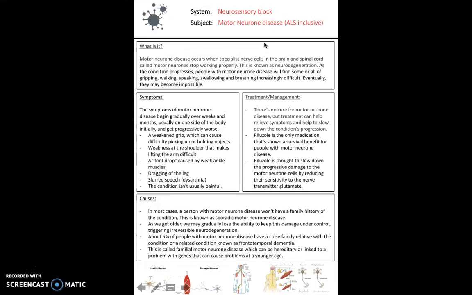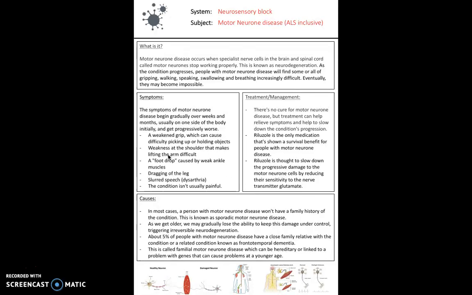What's really worth noting here is that motor neuron disease affects both upper motor neurons and lower motor neurons. So that makes it a little bit more difficult to spot in a clinical environment because you may exhibit features of both an upper motor neuron disease and a lower motor neuron disease. So symptoms in general, then we're thinking about a weakened grip, okay, and weakness at the shoulders that makes lifting the arm difficult, a foot drop caused by weak ankle muscles.